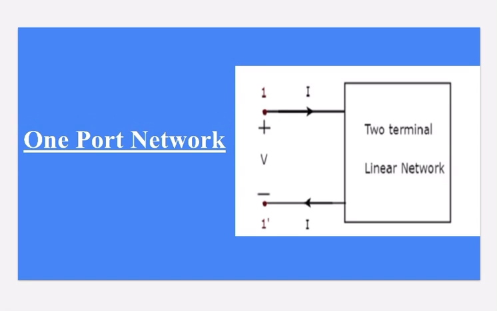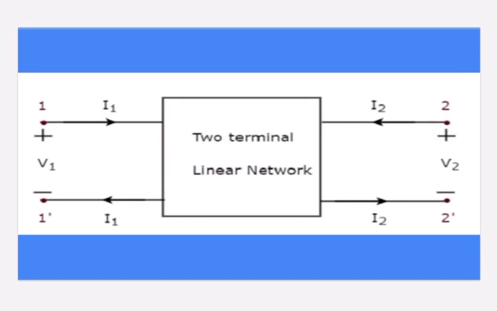Okay, coming next, this is a two-port network. Here the two-port network is a pair of two-terminal electrical networks in which current enters through one terminal and leaves through another terminal of each port. In a two-port network, one pair of terminals, 1 and 1, represents one port, which is called port 1, and the other pair of terminals 2 and 2 represents another port, which is called port 2.